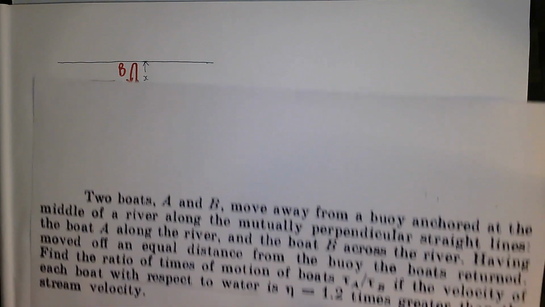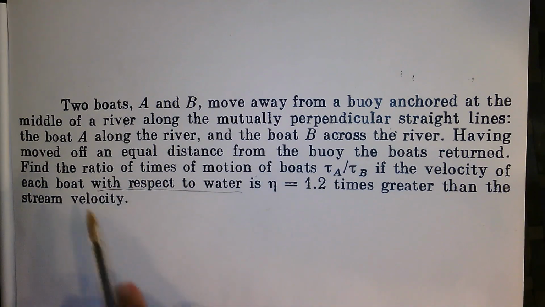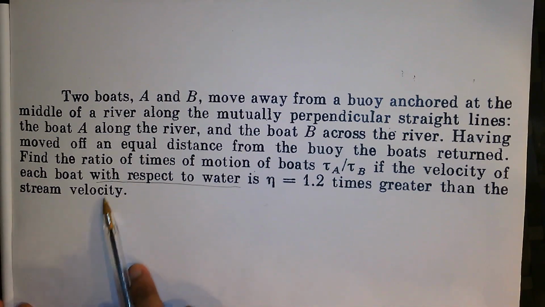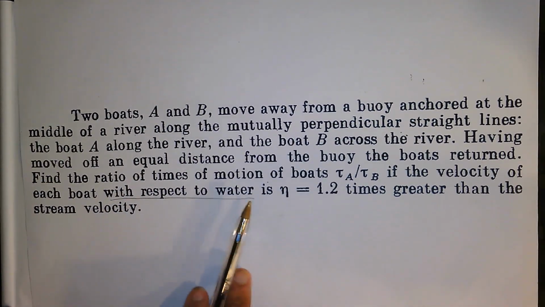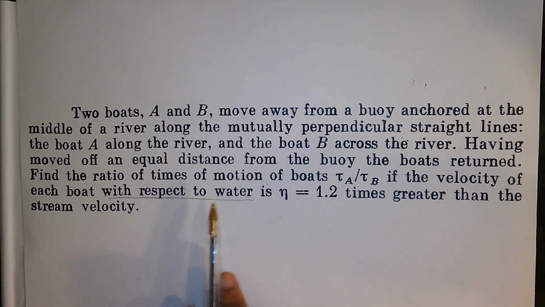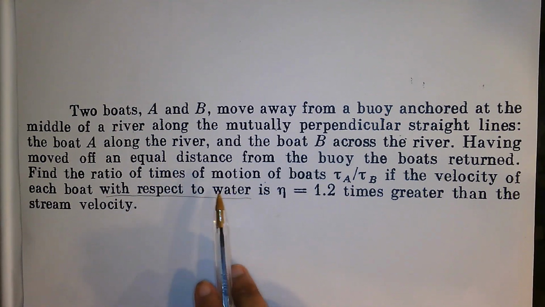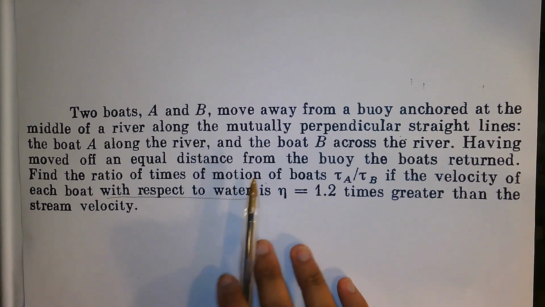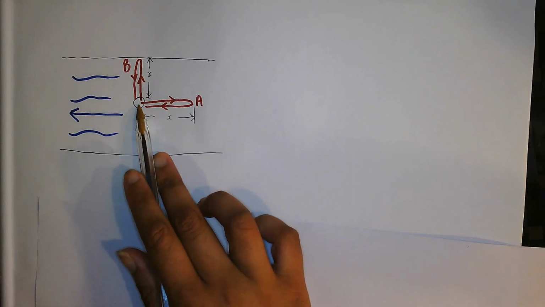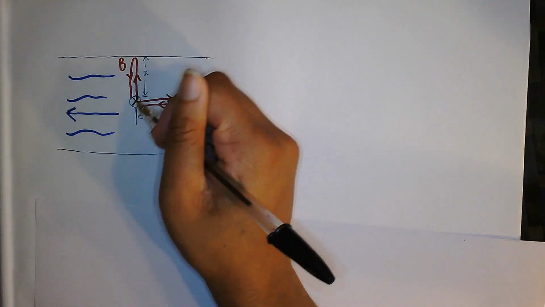And a really key part of this question is that it tells us the velocity of each boat with respect to water is eta times greater than the stream velocity. So the important bit is the "with respect to water", because here the word water implies that these velocities are with respect to a stationary observer, so something that's not moving. So in this case we could say that that stationary observer is on top of our buoy in the middle, so I'm just going to put a cross in the buoy to show that that's where our observer is.